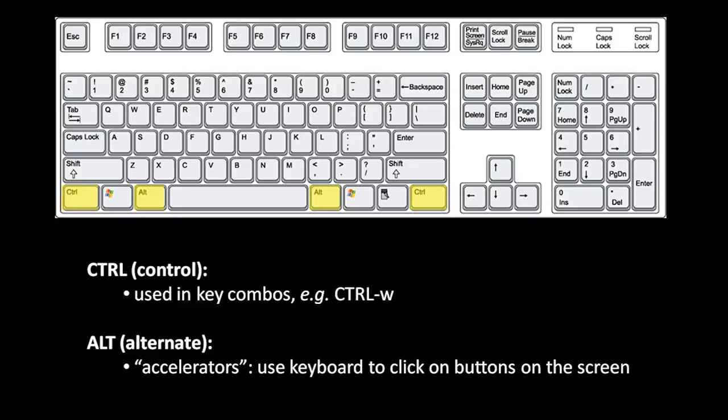So the Control key and the Alt key are basically about keyboard shortcuts. For things we do repeatedly and very frequently in programs, it's nice to have keyboard shortcuts because it's often easier just to hit a couple keys on the keyboard rather than having to move the mouse and click.